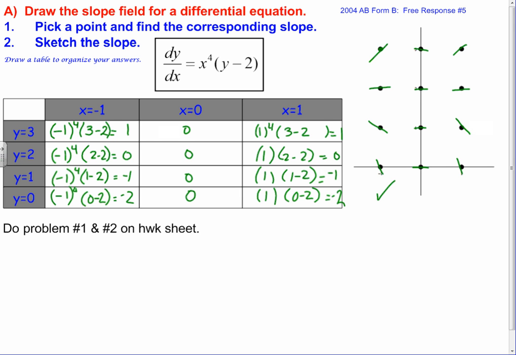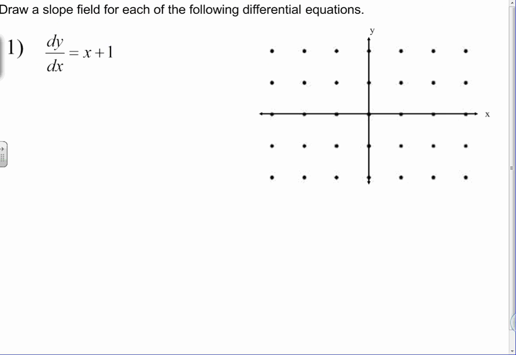And that is all there is to drawing in a slope field. You have to take each ordered pair and put them into your differential equation and get the slope. You could go work on problems 1 and 2 now on your homework sheet. So in your packet, you should have something that looks like this.